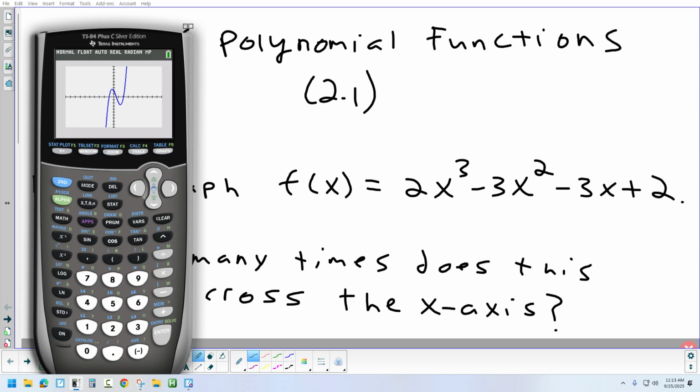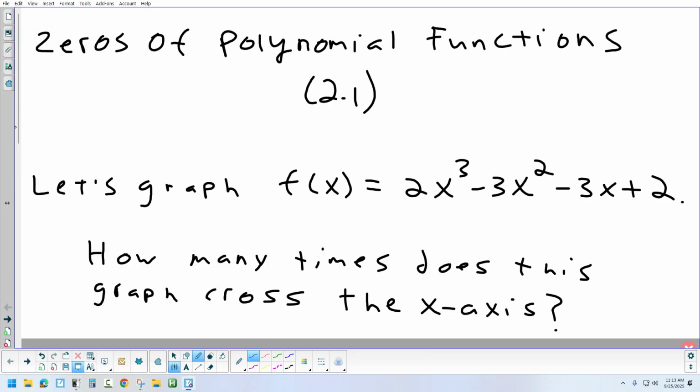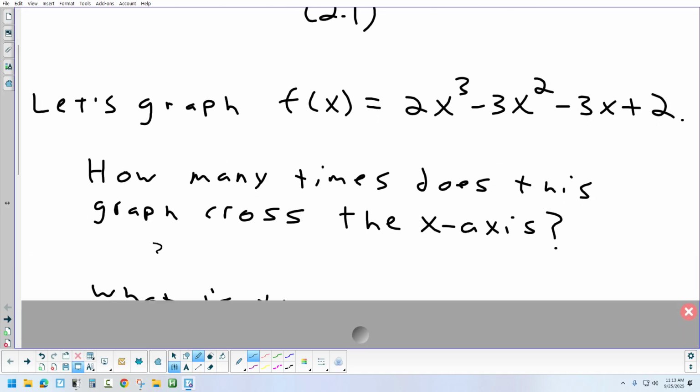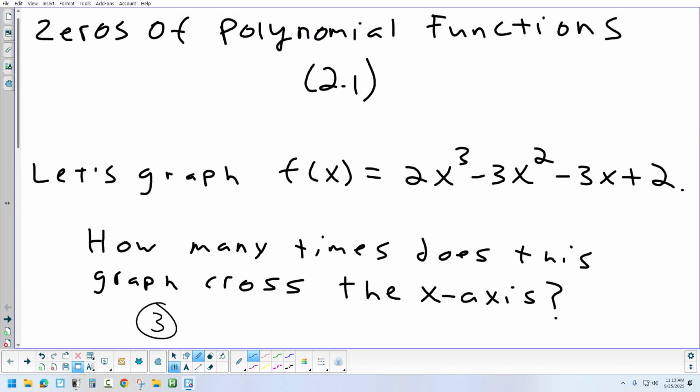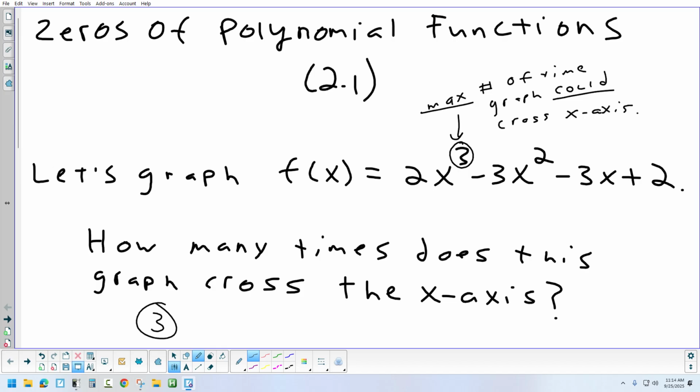Now, how many times does that graph cross the x-axis? Yeah, it crosses 3 times. And the fact that this number right here is a 3, they don't have to match all of the time. But this number tells you the max number of times that it could cross. Notice I didn't say it is the number of times it crosses. It's the maximum number of times it could cross.